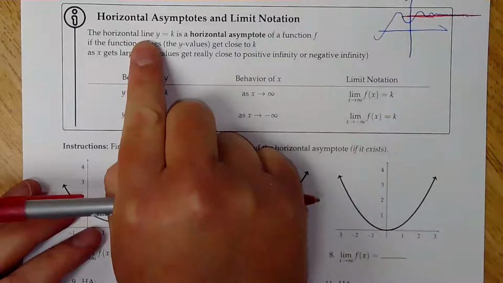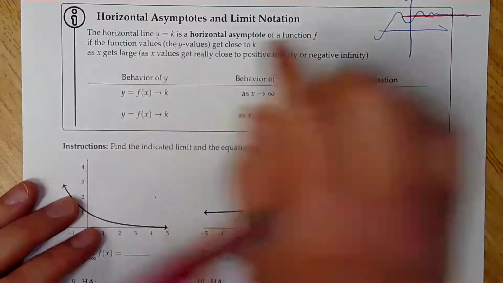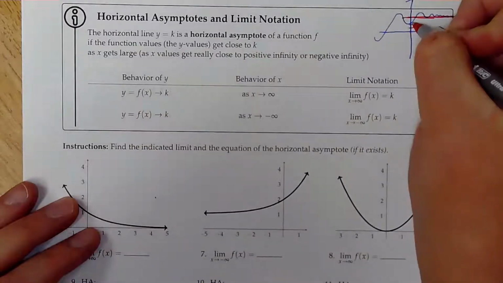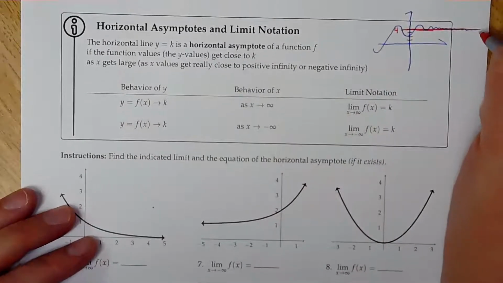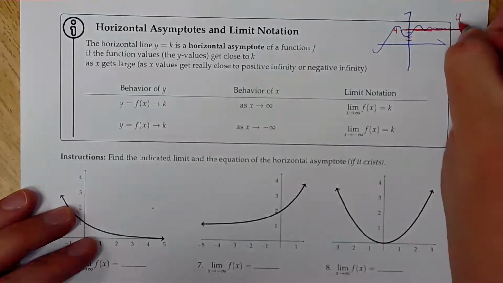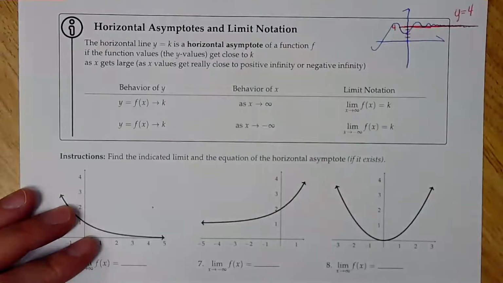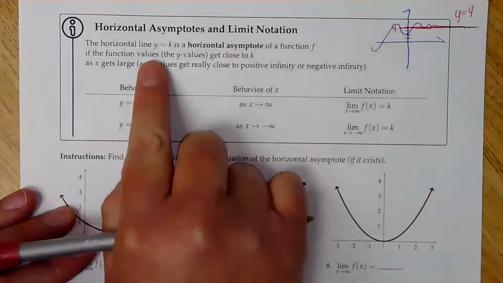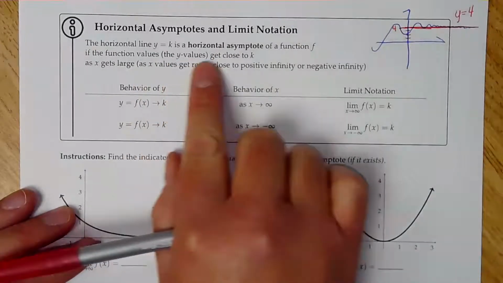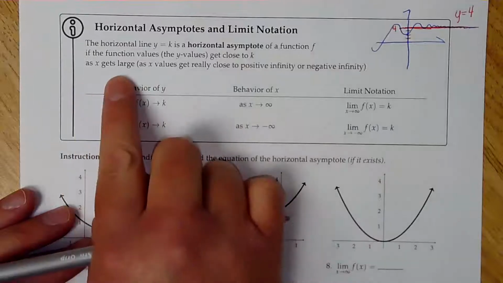The horizontal line y equals k, so this is whatever that y value is. So if this was y equals 4, then we would say the equation of this horizontal asymptote is y equals 4. Okay, and we have a horizontal asymptote if the function values, so that's the y values, get close to k, or in this case get close to 4, as x gets large.